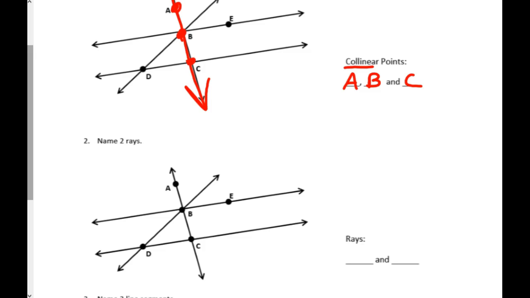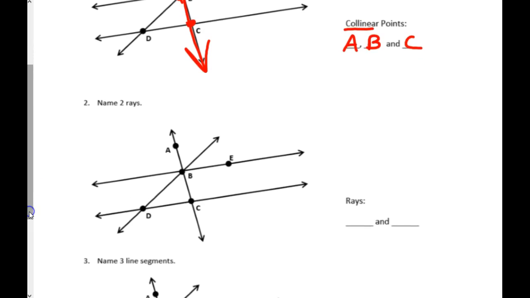What's a ray? Ray. A ray has an endpoint, and it goes forever in one direction with one arrowhead. So now if you look at this, it doesn't look like there are any rays by themselves, but on these lines, a ray is part of a line.